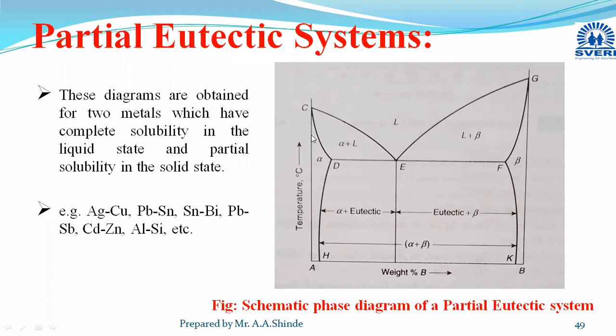Below this, the alloy will be in solid state only, and in between this liquidus and solidus line, the alloy will be in liquid plus solid state. Then this point E, this is the eutectic point.